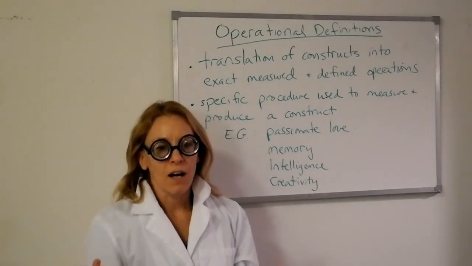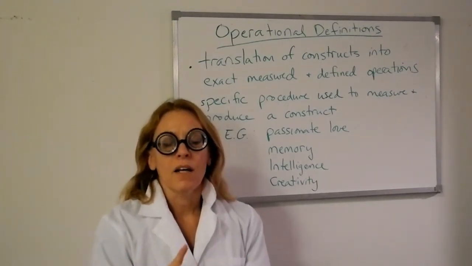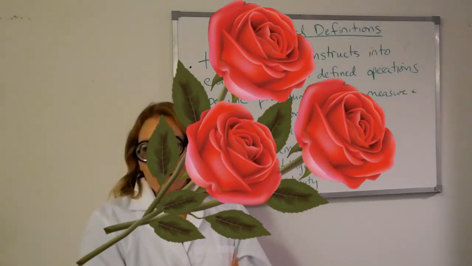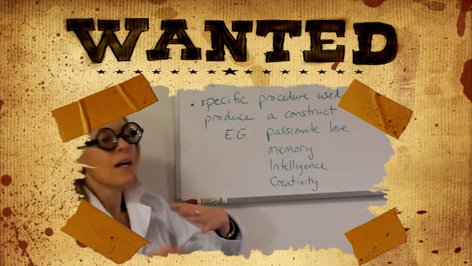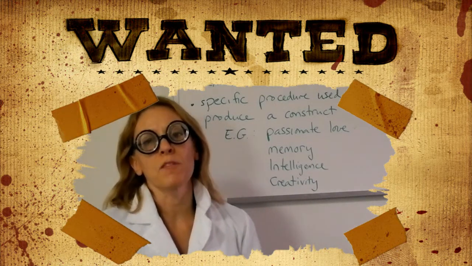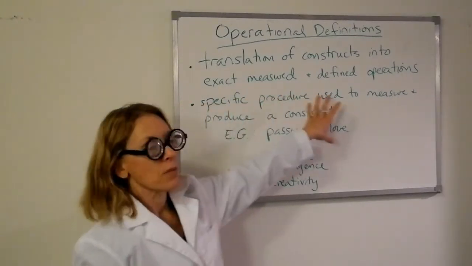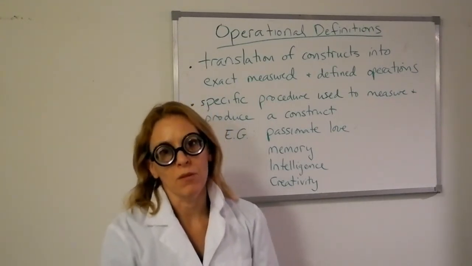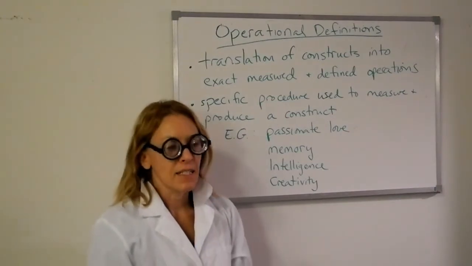So the idea basically is to take any construct that you are looking at, whether it's texting and driving, or attachment style, or love, or aggression, intelligence, all of them. If we're going to study them, we have to be able to define them operationally. So we specifically translate them into something quantifiable. And that goes back to what we talked about earlier about quantifiability in science.